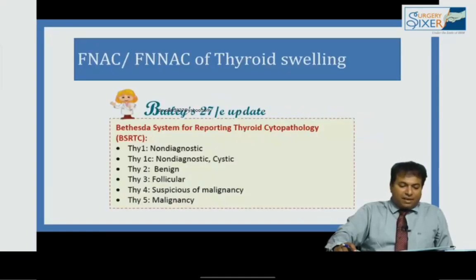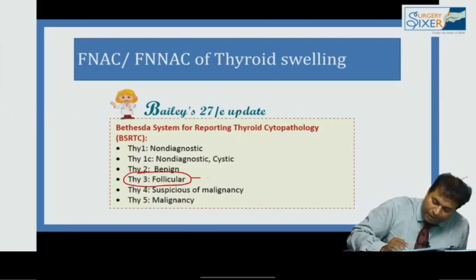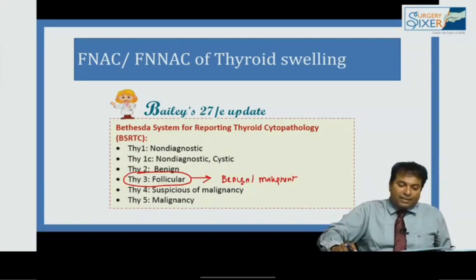I told you the investigations, the Bethesda classification. Please don't forget Bethesda. Thy3 is follicular neoplasm. So what does Thy3 mean? It is follicular neoplasm. We don't know whether it is benign or malignant. It is not known, we have to find out. It may be benign or malignant. Thy3. So please don't forget thyroid grading.